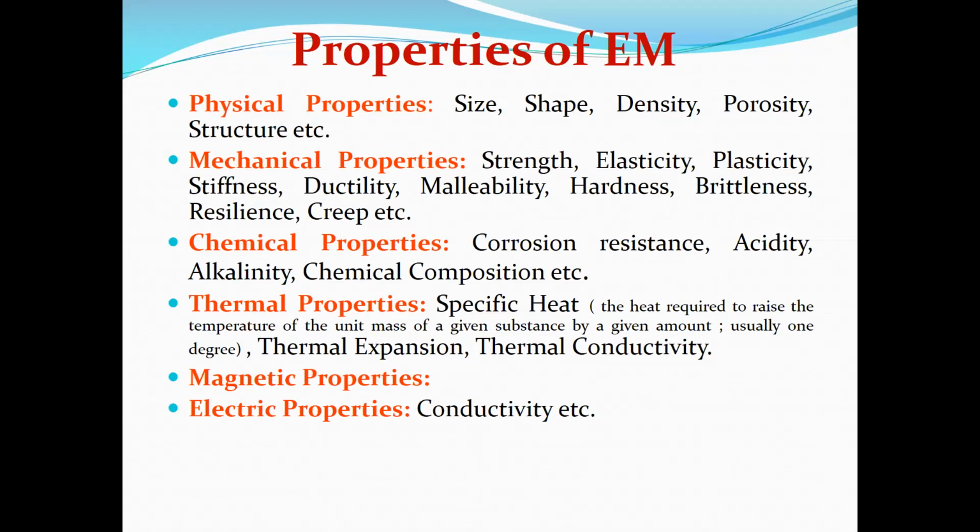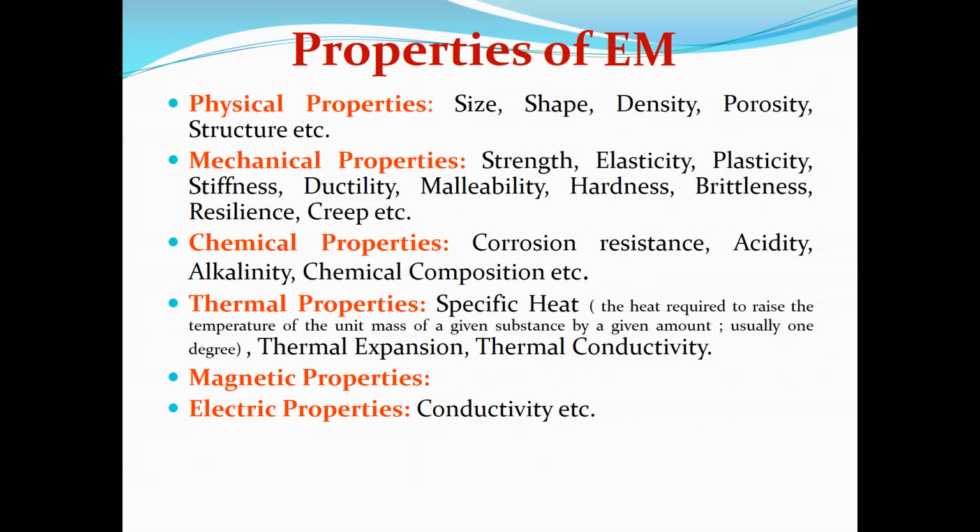And there are some chemical properties like corrosion resistance. We'll have a separate chapter for that. Then alkalinity and chemical composition. The chemical composition part will come from material. When we discuss cement, we'll see what the chemical composition is. So it will come occasionally. Thermal properties may come sometimes. It will come when we read fiber reinforced polymer. At that time it will come.